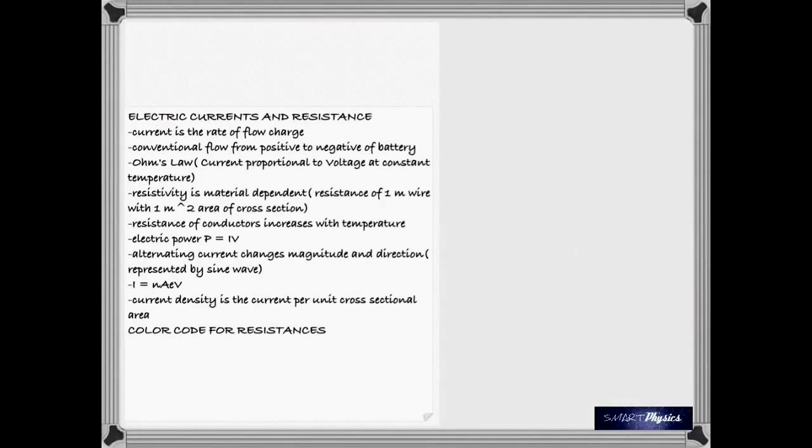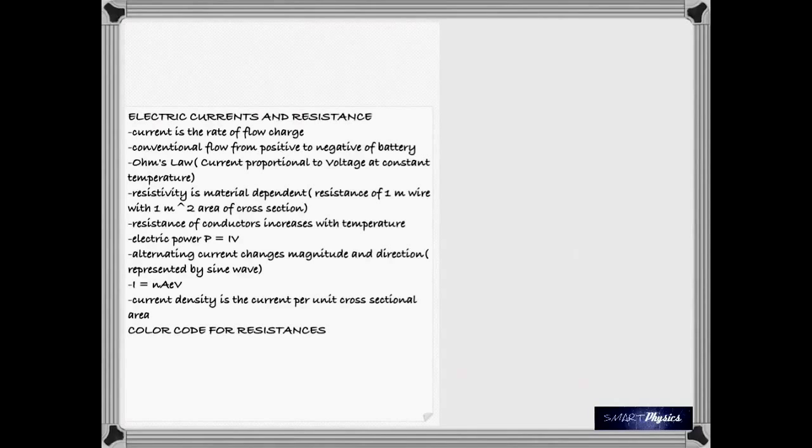Brings us to the next chapter, electric currents and resistance. Point 1. Electric current is the rate of flow of charge. Usually it is the flow of electrons. But remember that the direction of flow of a conventional current is taken to be from the positive to the negative of the battery, which is exactly opposite to the flow of electrons.